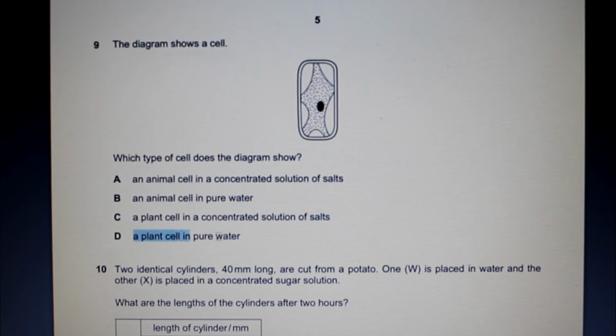Option D, let's just quickly run through that, is a plant cell in pure water. Well, if the plant cell was in pure water, then it would have been in a very dilute solution, and thus there would have been more solids inside than outside the cell, and water would have moved into the cell, causing it to become turgid. So we know our answer here is C.